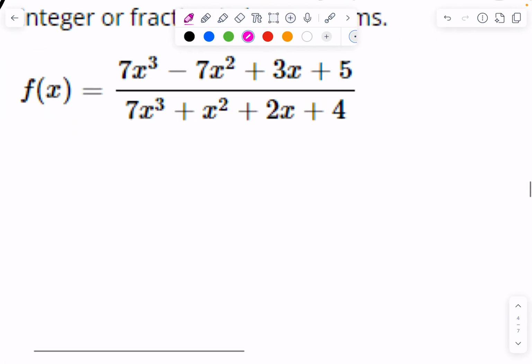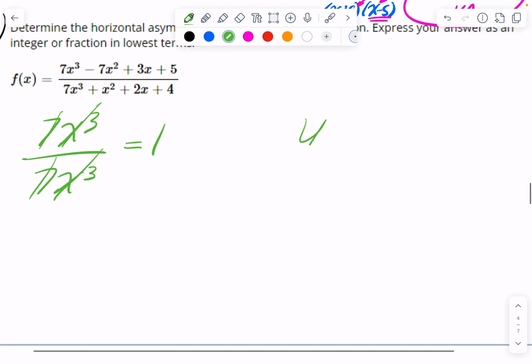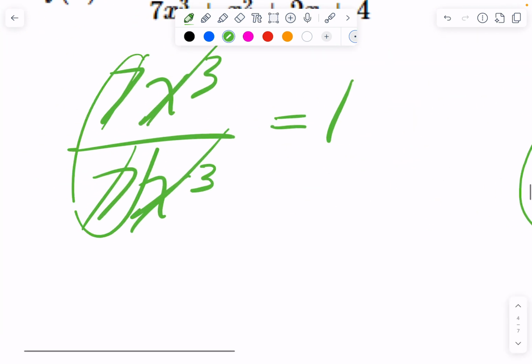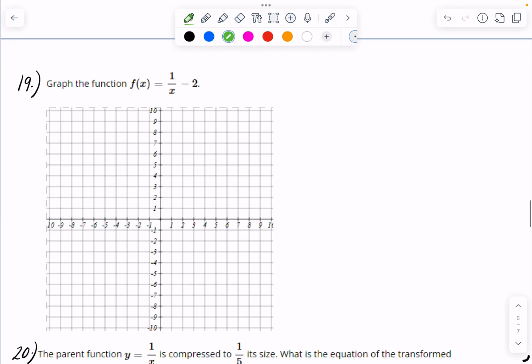Determine the horizontal asymptote. So you're doing leading term divided by leading term. 7x cubed divided by 7x cubed is 1. So our horizontal asymptote is at y equals 1. The x is divided out perfectly, so you divide your leading coefficients, which happen to be 1. It says graph the function.